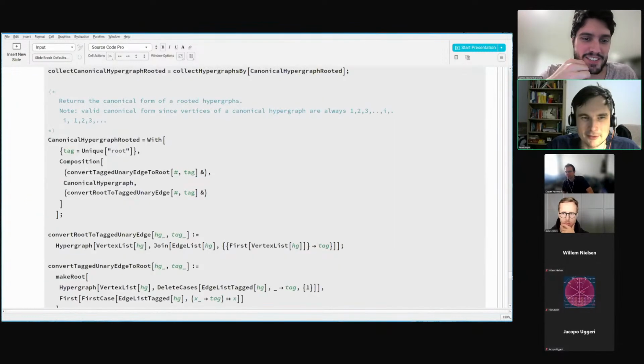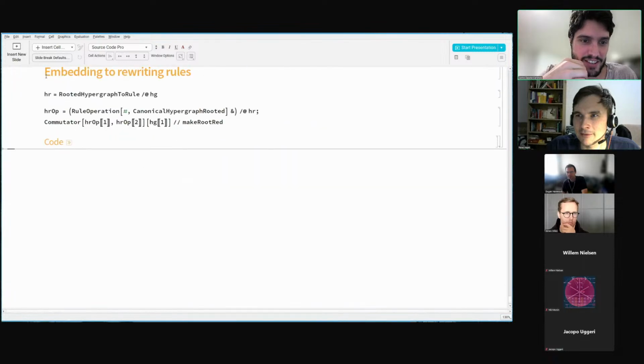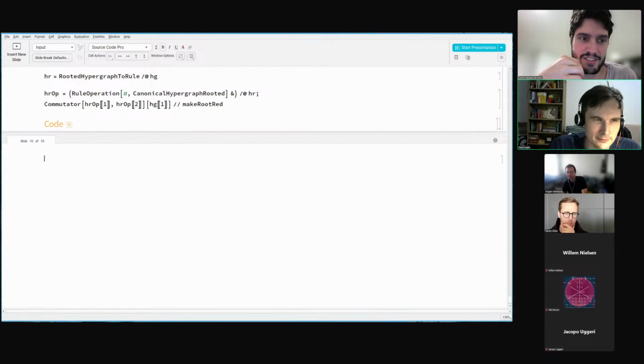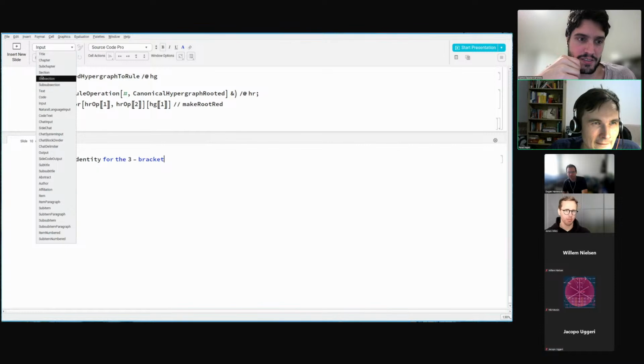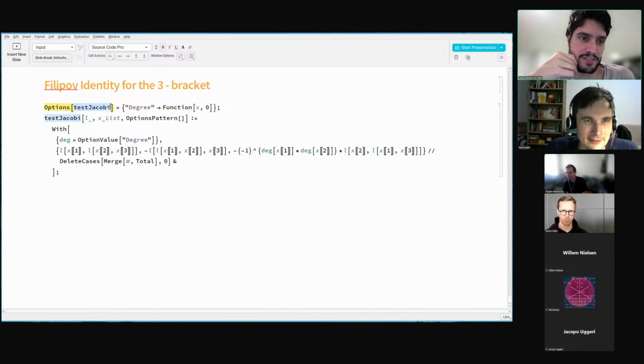I will copy this to the end and insert a new slide, and we are checking how is it called? The Filippov identity. People call it the fundamental identity or Filippov identity, FI. I don't like fundamental identity because it masks the fact that it's Jacobi for n equals 2.